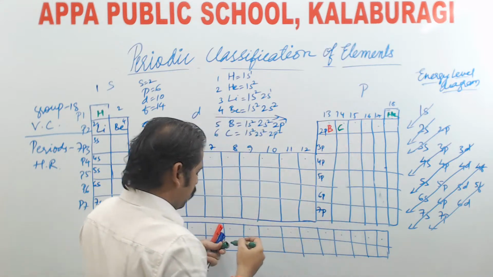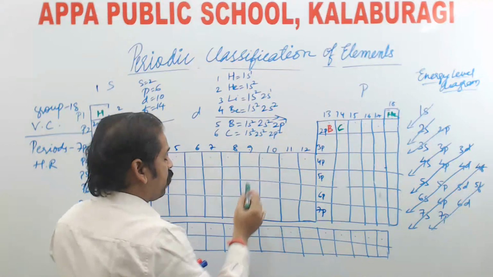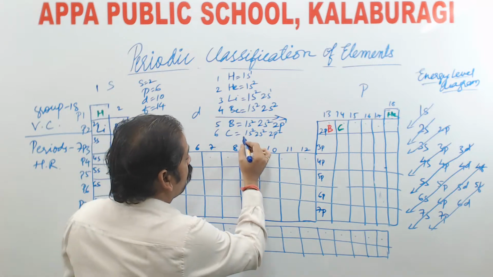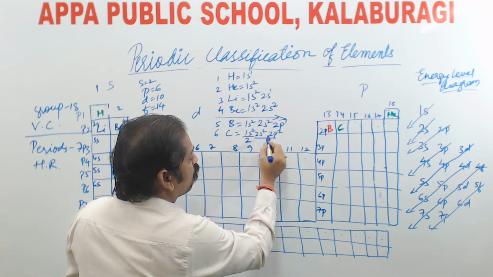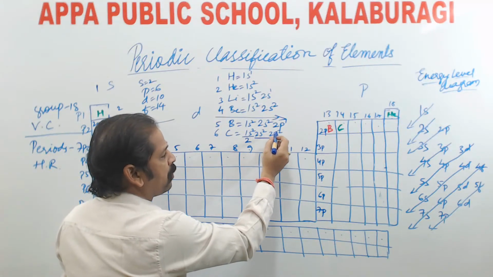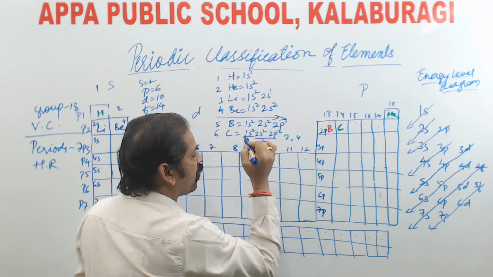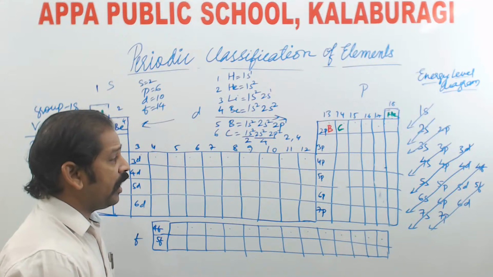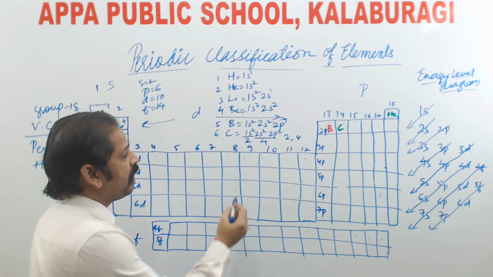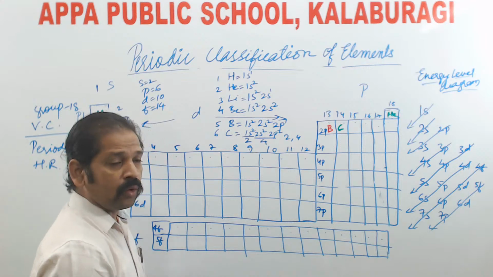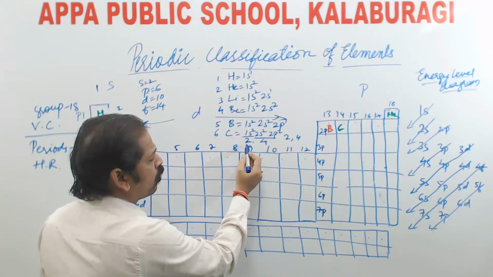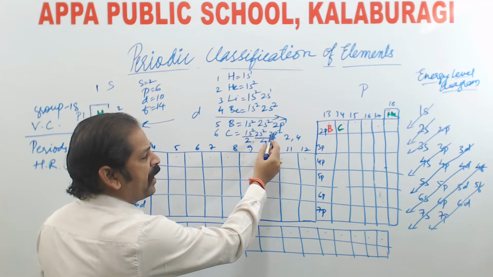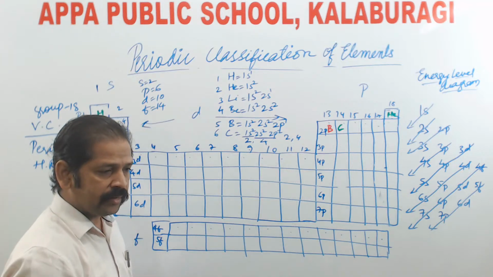Carbon is 1s2, 2s2, 2p2. As per last year, we write the shell-wise configuration: 2 in the first shell, and 2s and 2p give 2 plus 2, which is 4. So 2, 4 is the electronic configuration of carbon. Subshell-wise, it is 1s2, 2s2, 2p2: 2s has 2 electrons, 2p has 2 electrons, 2 plus 2 is 4.